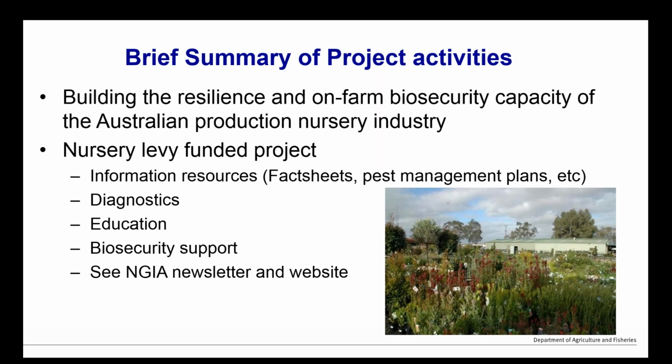We are doing 4 webinars per year, and also 1 workshop in each state and territory each year. There is a biosecurity component where we're supporting the nursery industry, and the information we provide is mostly delivered to you via the NGIA newsletter and the state-based NGIs. The fact sheets and pest management plans are also on the NGIA website.